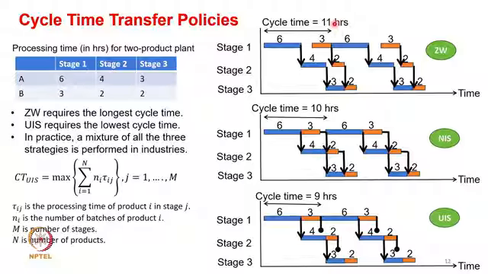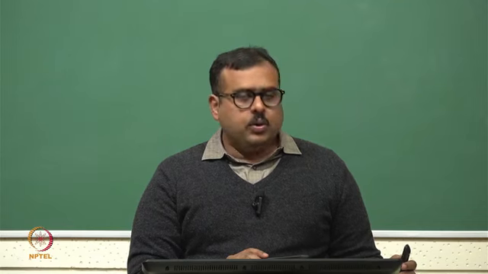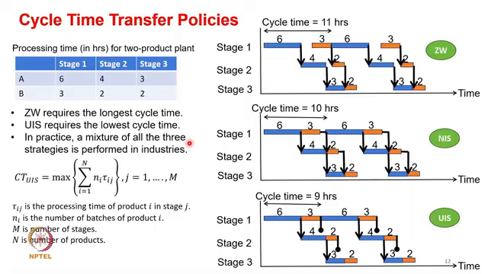So as a result, you can see 3 cases. Overall cycle time has been reduced from ZW to NIS to UIS. So that's what we are summarizing over here. Zero wait time requires longer cycle time. UIS, unlimited intermediate storage, requires the lowest cycle time. In practice, a mixture of all 3 strategies is used.